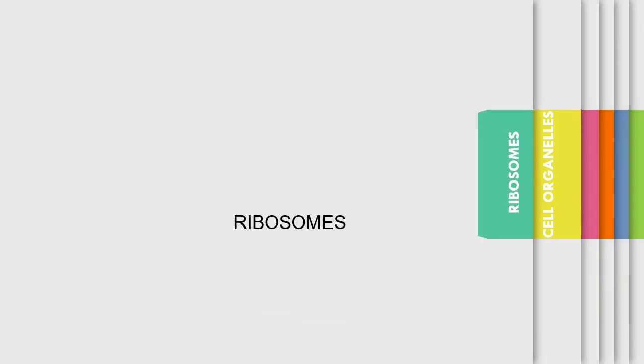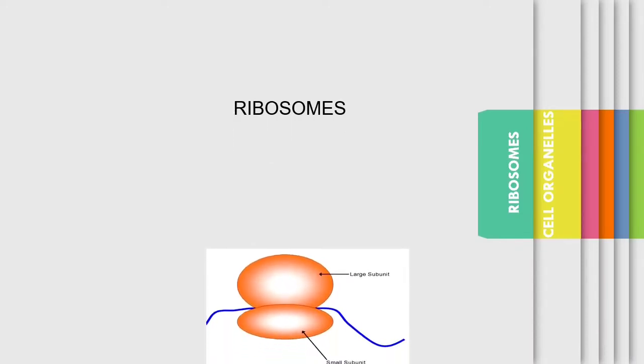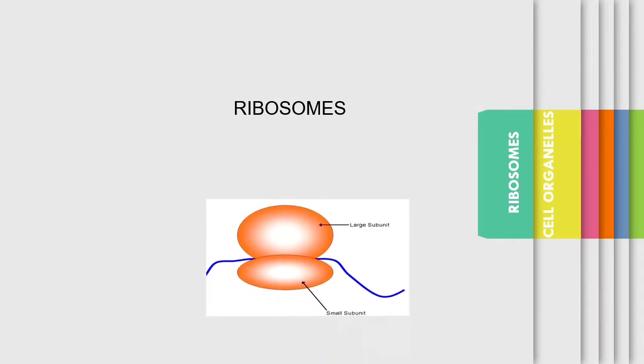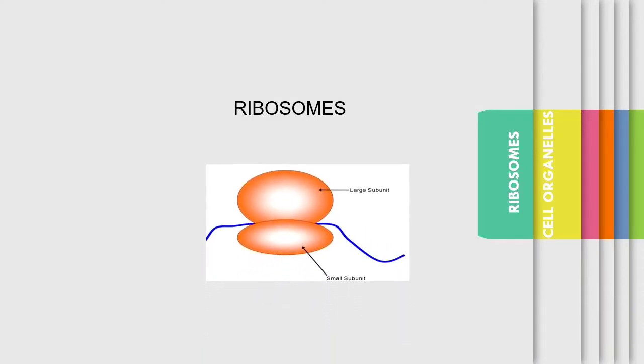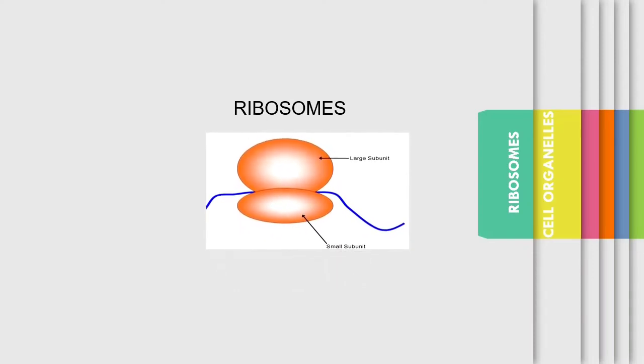Ribosomes. Ribosomes are minute spherical structures. They are either attached to the membrane of the endoplasmic reticulum or scattered freely in the cytoplasm. Ribosomes mainly consist of ribonucleic acid, RNA, and proteins. Each ribosome is composed of two subunits. The smaller subunit is known as 40S and the larger subunit is known as 60S. The ribosomes remain attached to the membranes of the endoplasmic reticulum by the 60S subunit.